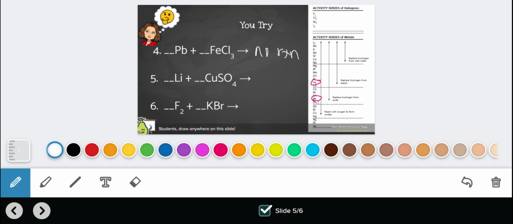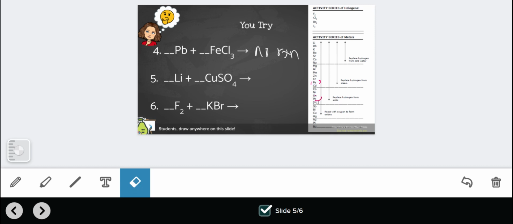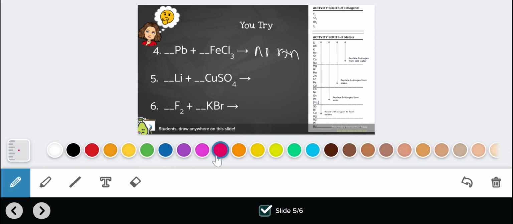For number 5, again, we have to look at our chart. We find lithium is up here, and then copper is way down here. Since lithium is indeed higher than the copper, this reaction will occur. So lithium is going to replace copper. So lithium would combine with sulfate, and we would leave copper by itself.